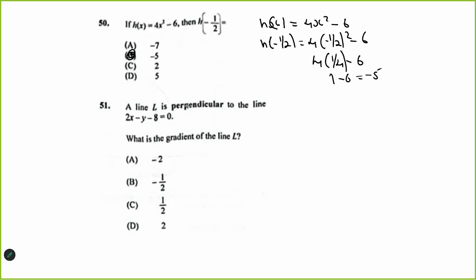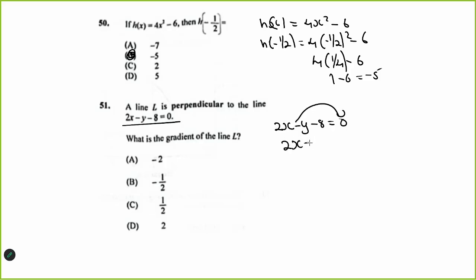A line L is perpendicular to 2x minus y minus 8 is equal to 0. What is the gradient of the line? Right, so again we have to put this in the format y is equal to mx plus c. So 2x minus y minus 8 is equal to 0. Carry this across.